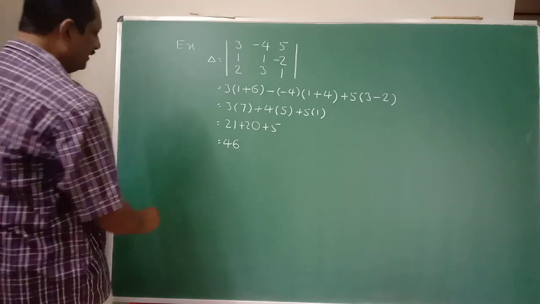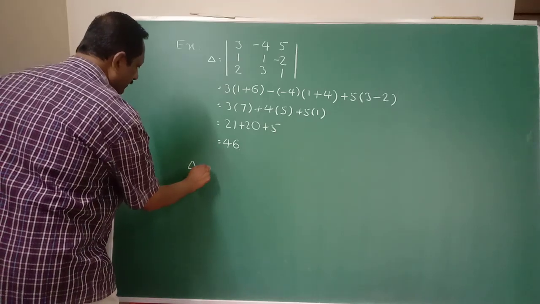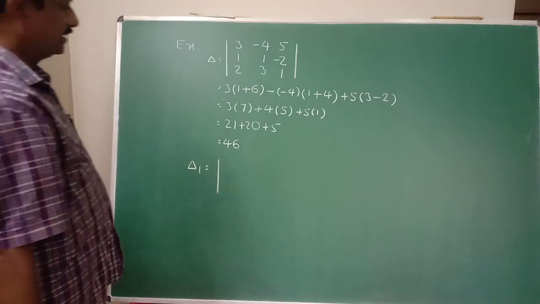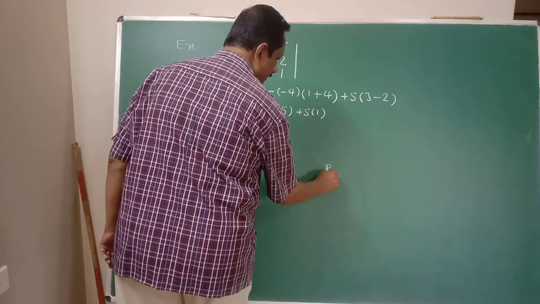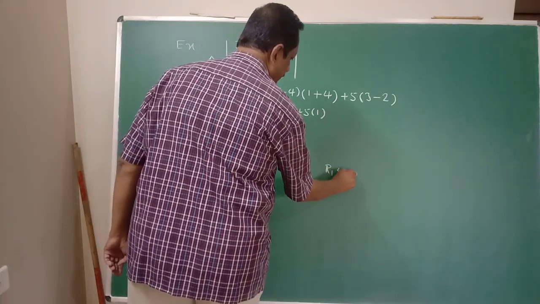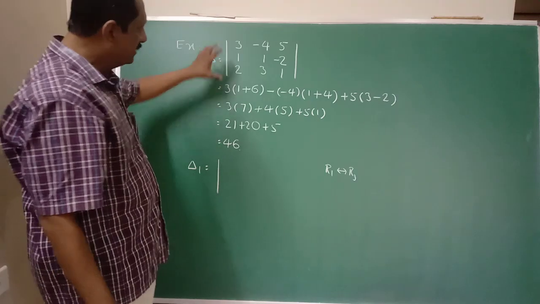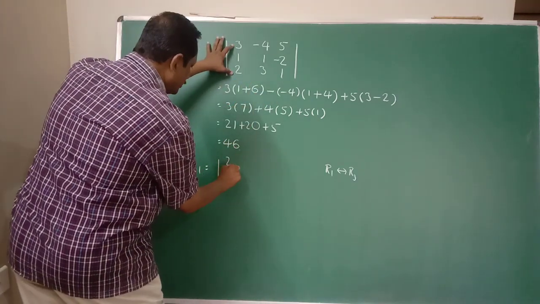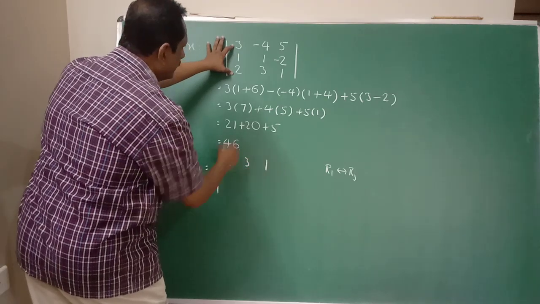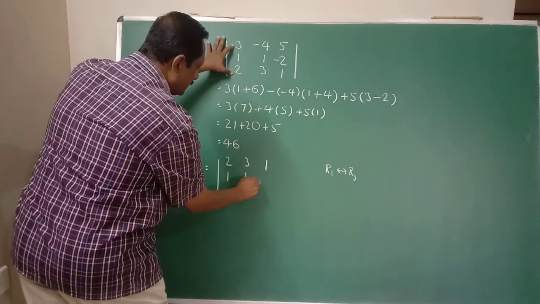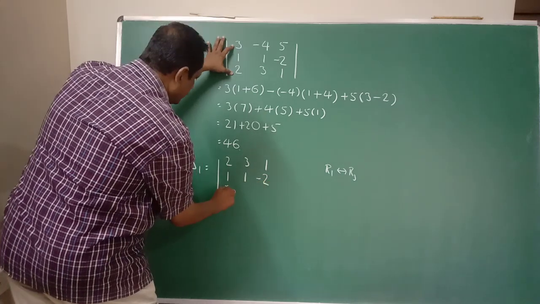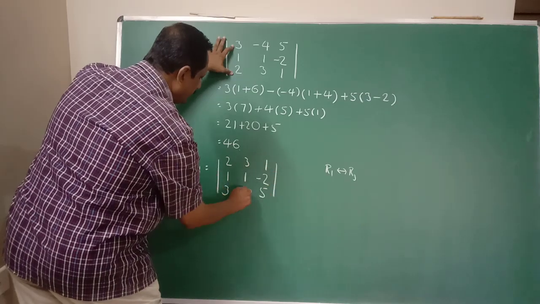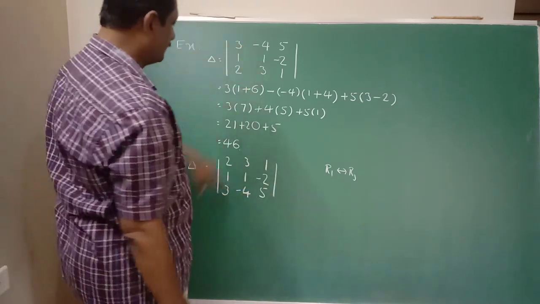Okay. Next take a delta 1. I am interchanging 2 rows here. Okay, R1 interchange with R3. I am interchanging first and third rows. Take 2, 3, 1 in the first row. Middle row is 1 minus of here. Then 3 minus 4 5. Okay, third row is 3 minus 4 5.